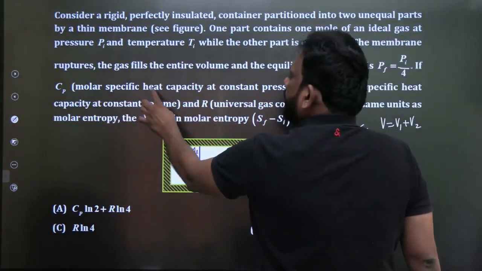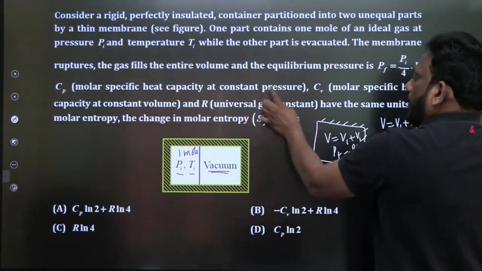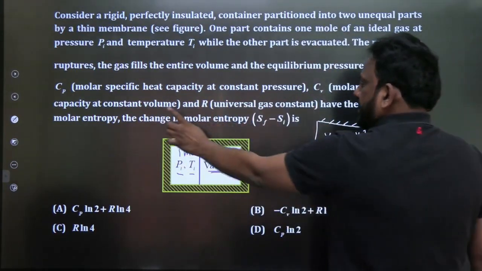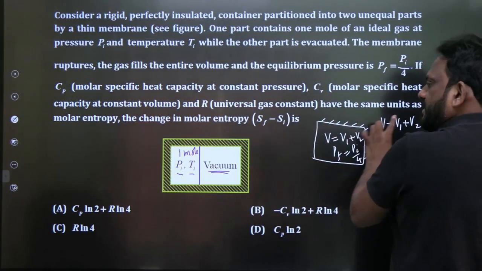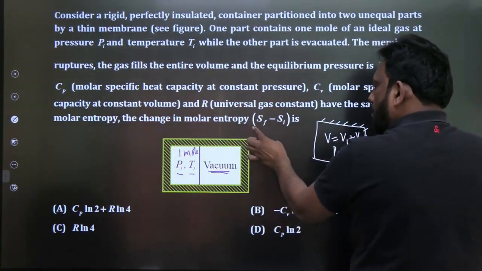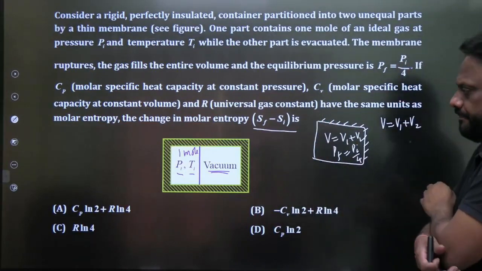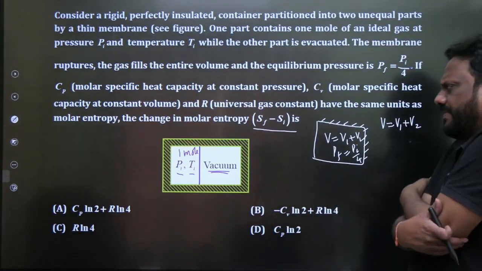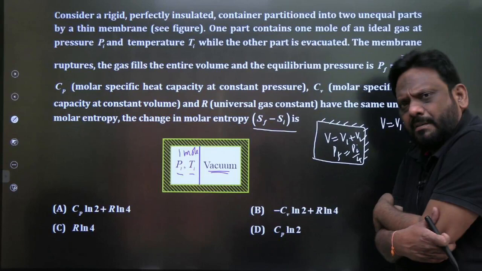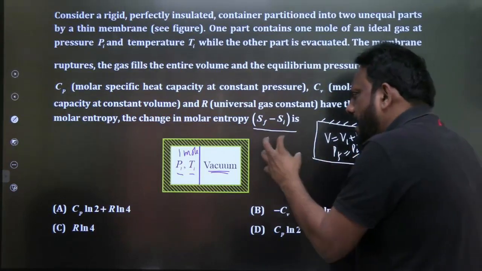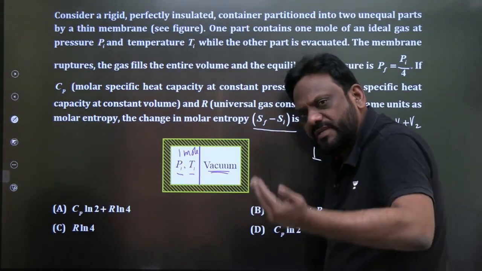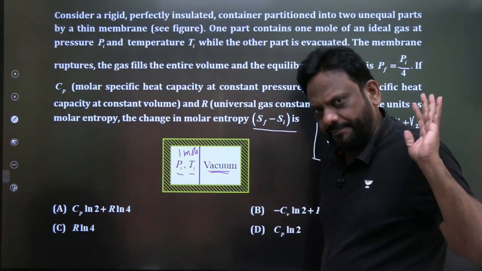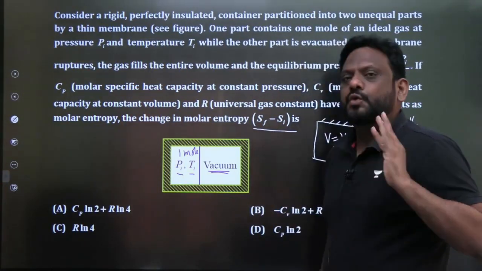If Cp is the molar specific heat at constant pressure, Cv is specific heat at constant volume, and R is the universal gas constant, all having the same units, then the entropy change is, okay. Dear students, he has not said about the entropy change. Is he asking for the gas or for the universe? It's not given clearly. But in this problem, there is no need.